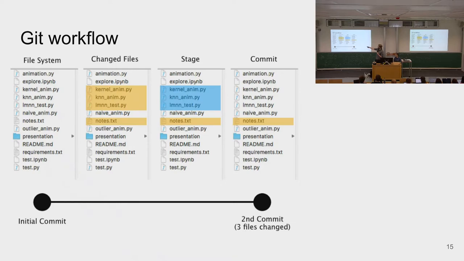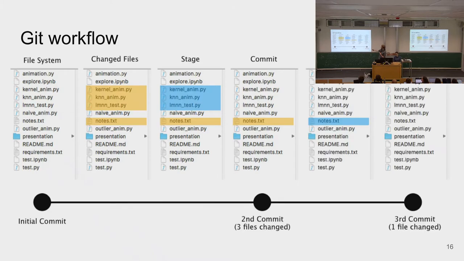Well, then these three files are obviously not changed anymore because we made a second commit, and now the files are the way they are in the second commit. However, we didn't add our notes. So our notes are still changed because in this commit we didn't add them, so it takes the one from the previous commit, which are changed in comparison to the previous commit.